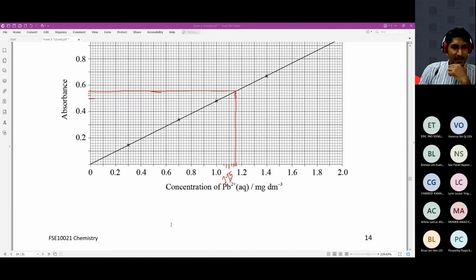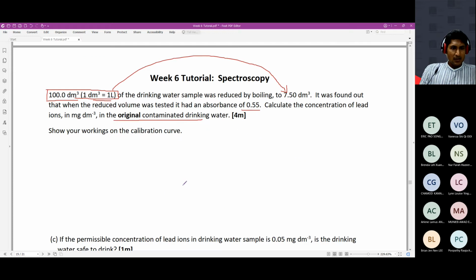Okay, so in that case, what we have done, it is 13.33 times increased. So we have to divide by 13.33 so that we will find the concentration in the original solution. So 1.15 over 13.33 is 0.086, right? Yeah, in that case it should be about 0.086.